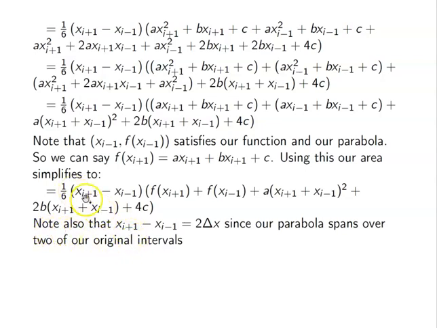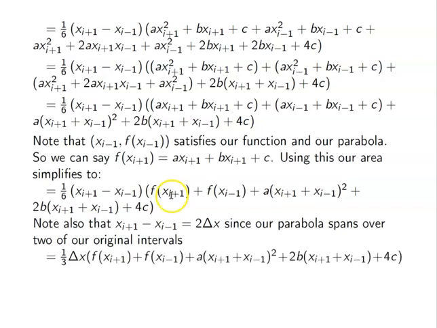Note that this x_{i+1} minus x_{i-1} is the same as 2 delta x, because if I find the difference and divide it by 2, that would be delta x. Since our parabola spans over 2 intervals, it's 2 delta x's. Apologies for that. From the leftmost to the rightmost, that distance is 2 delta x's, because remember, I have 2 rectangles each time. So this 1/6 is really 1/3 delta x.